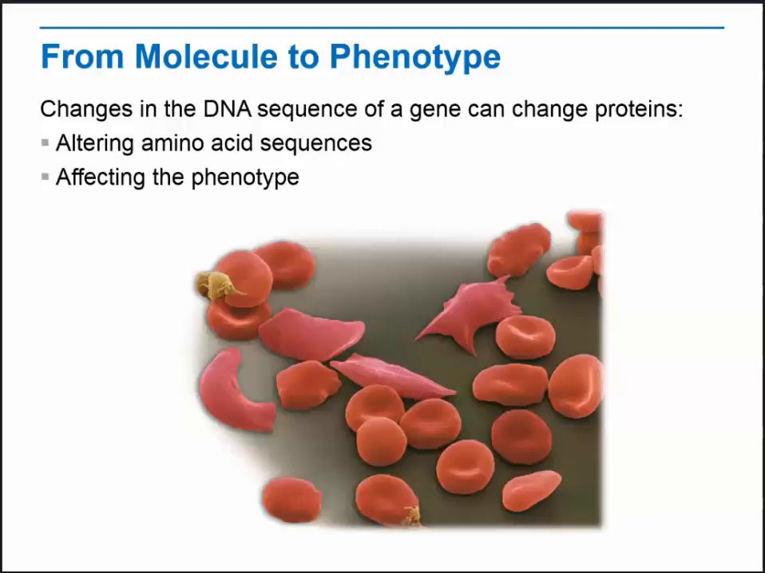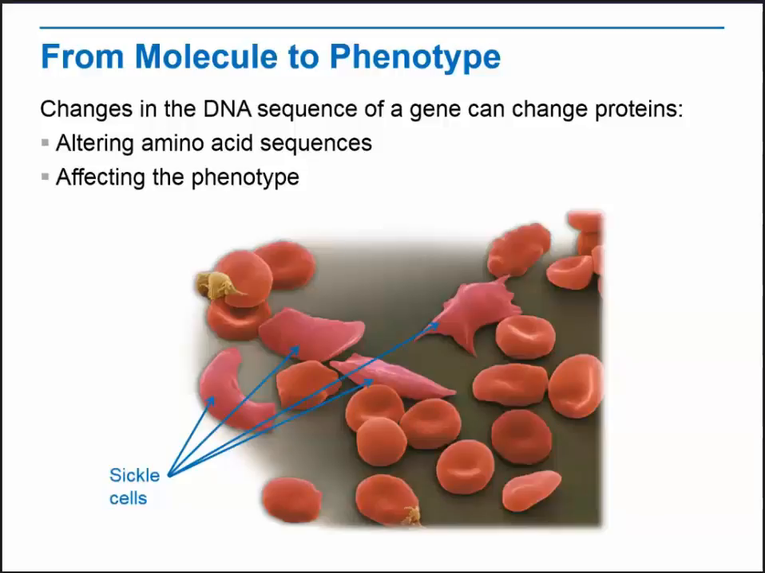One disorder caused by individual genes is sickle cell disease. This disorder is caused by a defective allele for beta globin, one of two polypeptides in hemoglobin, the oxygen-carrying protein in red blood cells. The defective polypeptide makes hemoglobin a bit less soluble, causing hemoglobin molecules to stick together when the blood's oxygen level decreases.